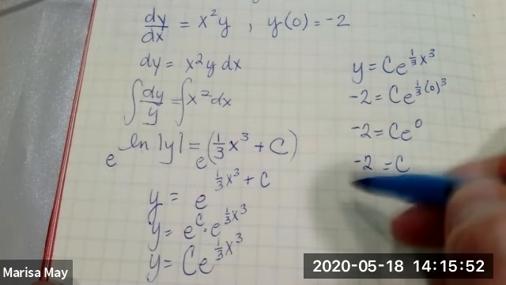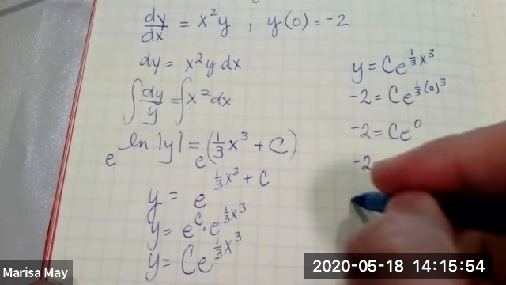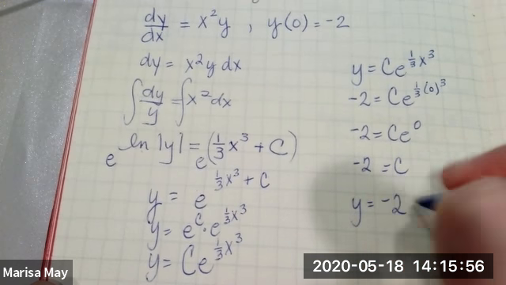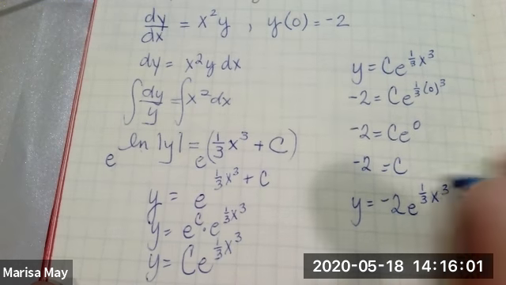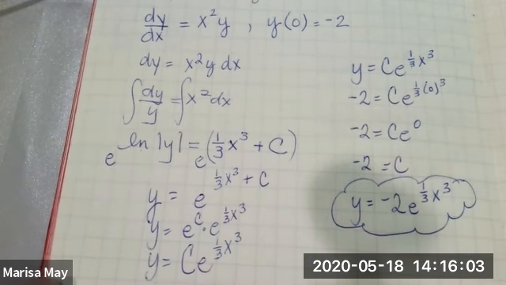Now for our final answer, we're going to take that -2 and place it in place of that constant in my equation to get my final answer here. I hope that helps.